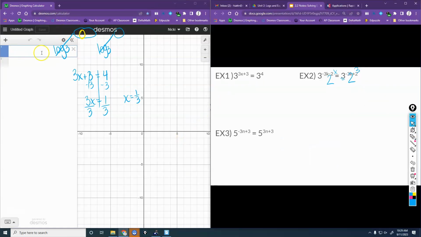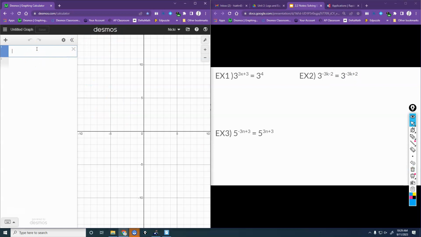If I put Desmos up here, to check on Desmos, you're going to say f of x equals, and then put in the left side of the equation, 3 to the 3x plus 3. It's going to graph something. It might look crazy. Who knows? Oh, that's bad. Is that what I was trying to type in? That plus 3 should be up in the exponent. I think you got to put parentheses around it to make it stay up there. Yeah, put some parentheses and it'll stay up there.